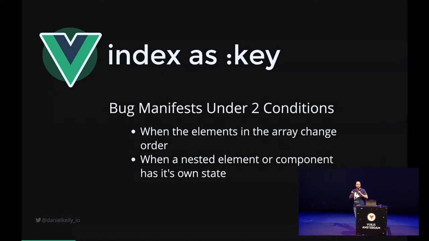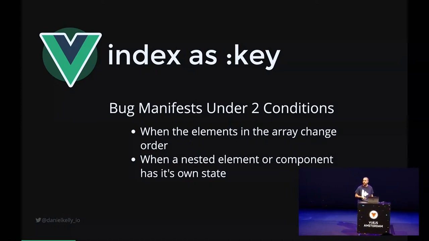Well, the thing is, the bug itself only manifests itself under these 2 conditions. Okay, condition number 1, when the elements in the array change order. So the thing that you're looping over, those elements have to change order in some way for the bug to appear. But not only that, it also has to include a nested element or component that has its own state.